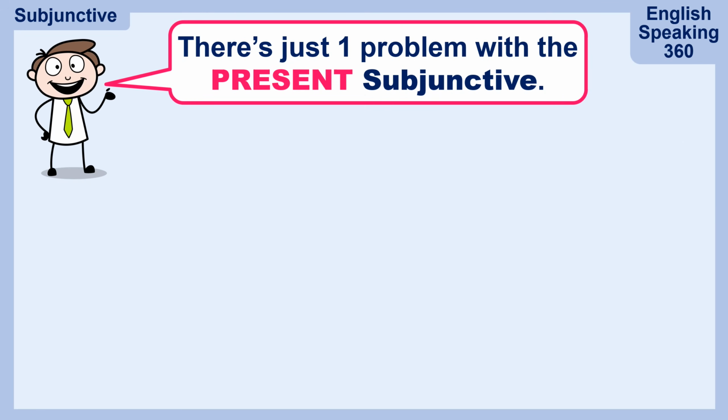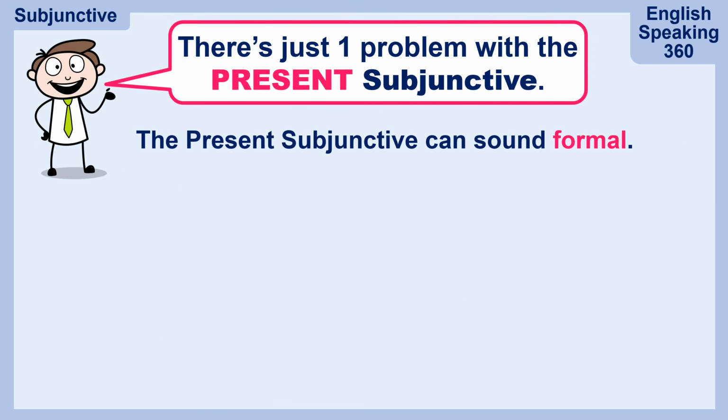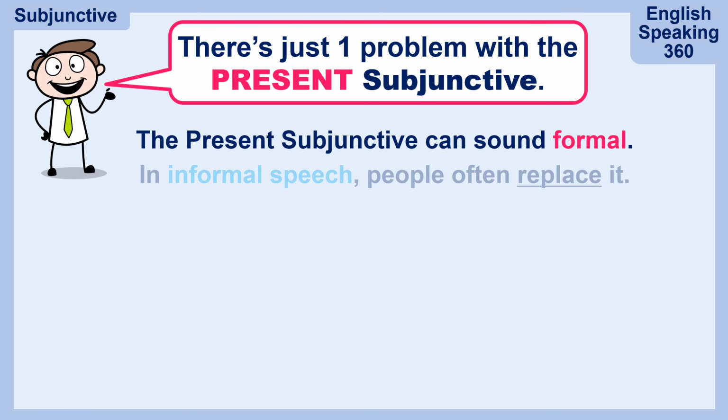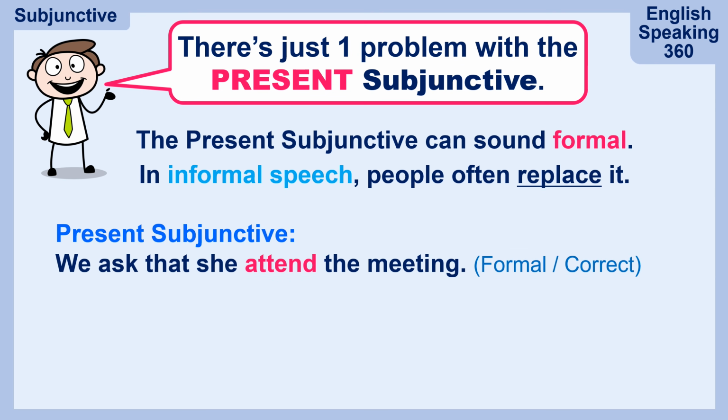There is just one problem with the present subjunctive. It can sound formal, and that is a big issue for many people. So, in informal speech, people often replace it. Let's take a look at an example. We ask that she attend the meeting. This one is a formal sentence and it is a correct sentence.